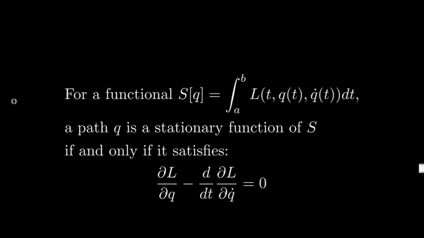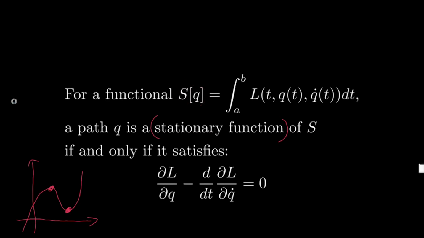It states that for any functional S that takes in the function q as an input, the path q will be a stationary function of S if and only if it satisfies this fancy-looking equation at the bottom. By stationary function, it means to either maximize or minimize S, which is to make it stationary, just like the points we saw in the simpler calculus example from before, where the y values are either maximum or minimum.